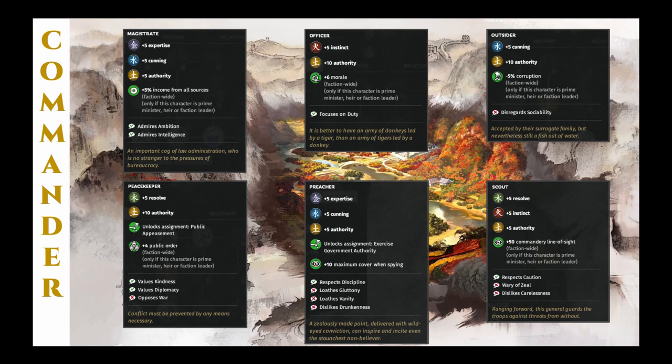Moving on, we have 6 backgrounds for generic commanders. They are Magistrate, Officer, Outsider, Peacekeeper, Preacher, and Scout.